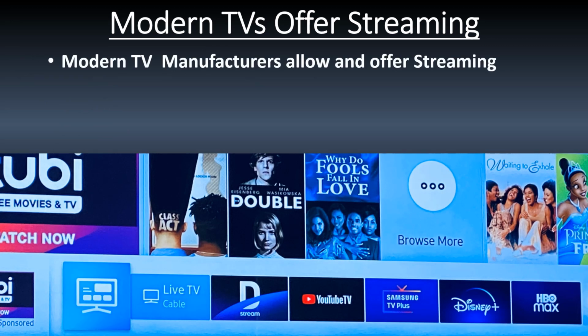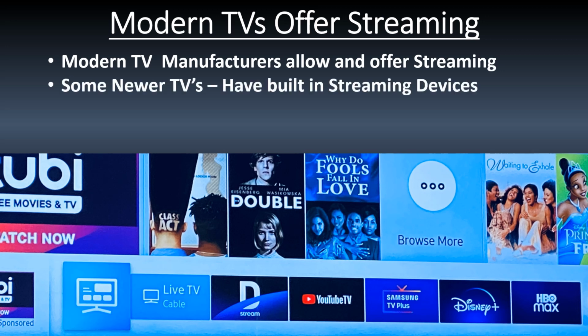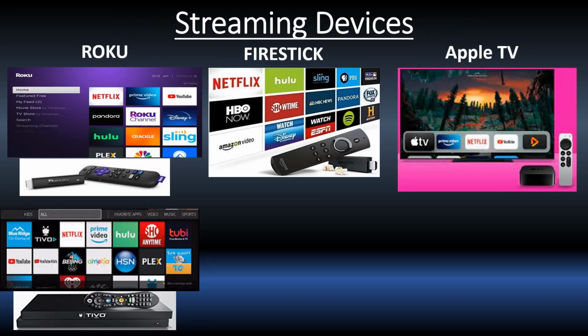Modern TVs offer streaming by manufacturers. These are a little bit less than what you can get otherwise. However, they are good. The reception is good. Frequently, they will limit the amount of channels that you can download for streaming. So for this reason, some newer TVs have a built-in streaming device where you can get everything that you want from the top devices. So let's look at devices.